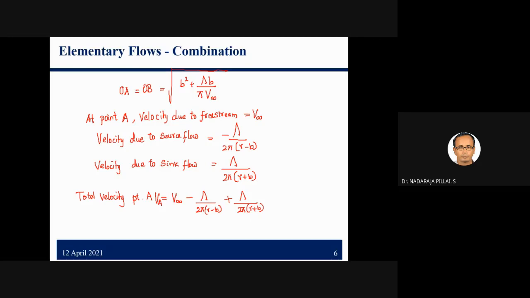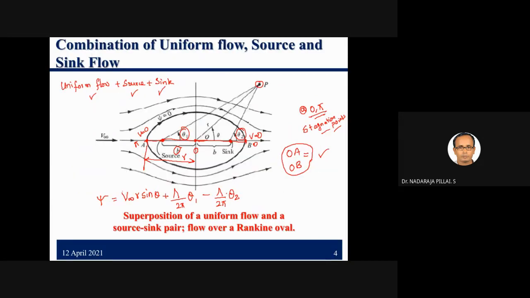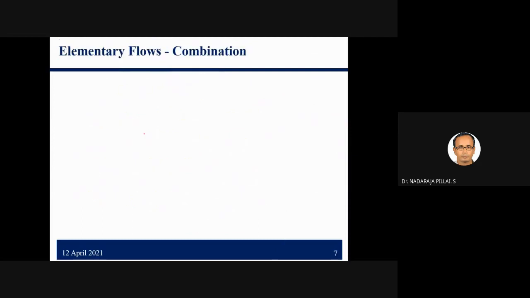Moreover, we have a point at stagnation, right? The point at A is a stagnation point where the velocity will become 0. So let us have that condition for stagnation point. For stagnation point, the VA is equal to 0.